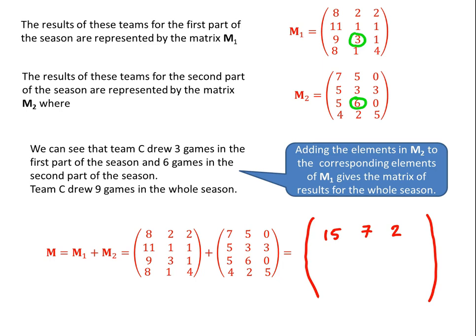The second row will be 11 plus 5 is 16, 1 plus 3 is 4, and 1 plus 3 is 4 again. The third row is going to be 9 plus 5 is 14, 3 plus 6 is 9, and 1 plus 0 is 1. So that is going to be 14, 9, 1. And then the final row, exactly the same way, 8 plus 4 is 12, 1 plus 2 is 3, and 4 plus 5 is 9. So adding matrices is nice and easy.